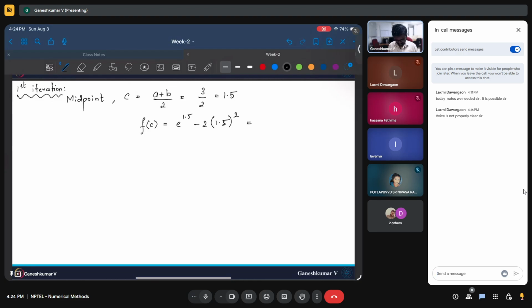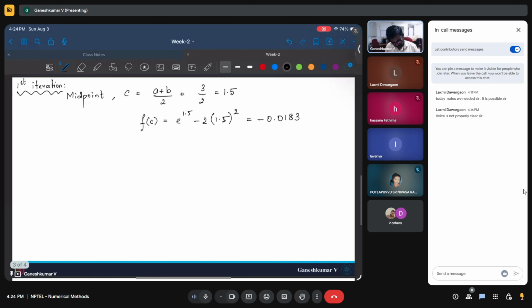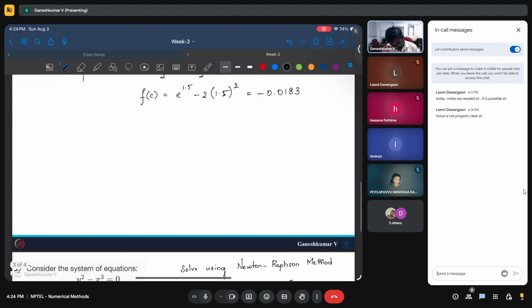Calculator. So 1.5 minus 2 into 1.5 square, this is somewhere around 0.0183. Okay. So if you guys also have calculators, please do some calculations and let me know the answers. So f of c is 0.0183 and it is negative. Sorry, it is negative. So let me write that down.